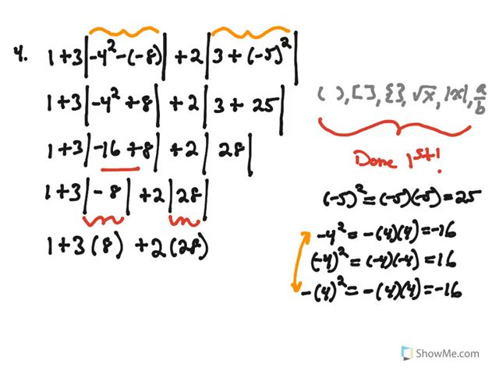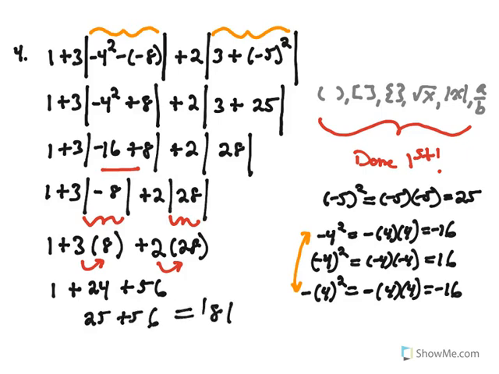Okay, so now we can go ahead and distribute here and here. And then you're going to be left with 3 times 8 is 24, and 2 times 28 is 56. Now we add everything. This is going to give me 25 plus 56, which will yield 81 as my final answer.